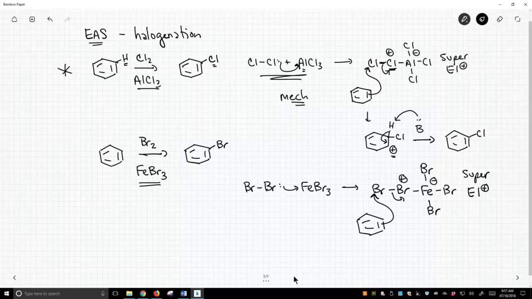And you can fill in the blanks and complete that mechanism. But these are two very simple electrophilic aromatic substitutions. They follow the exact mechanism that we talked about in a previous one to achieve substitution on an aromatic ring.